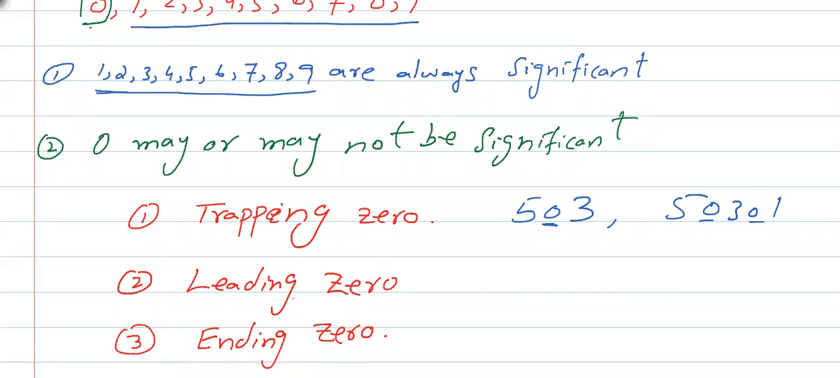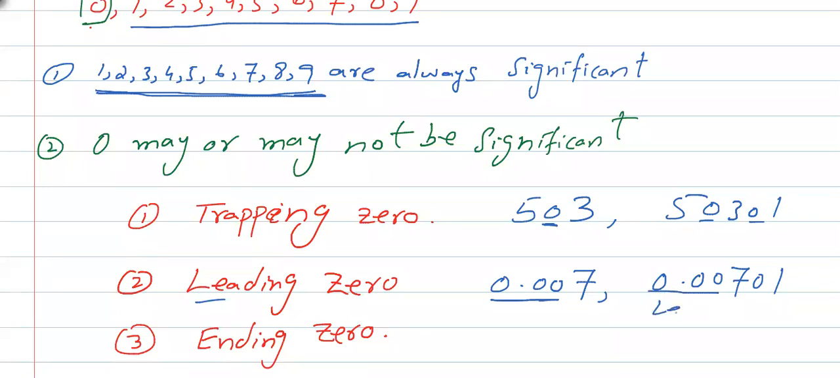Okay. Now leading zero. Leading means that it comes in front of, like 0.007. These are all leading zeros because they are coming before these digits. In the same way, if I write 0.00701, these are leading, while this one is trapping.